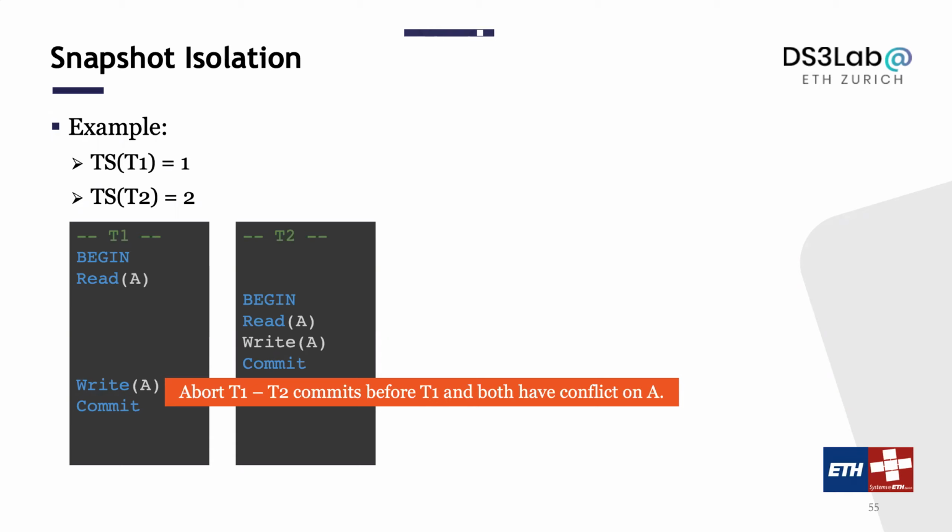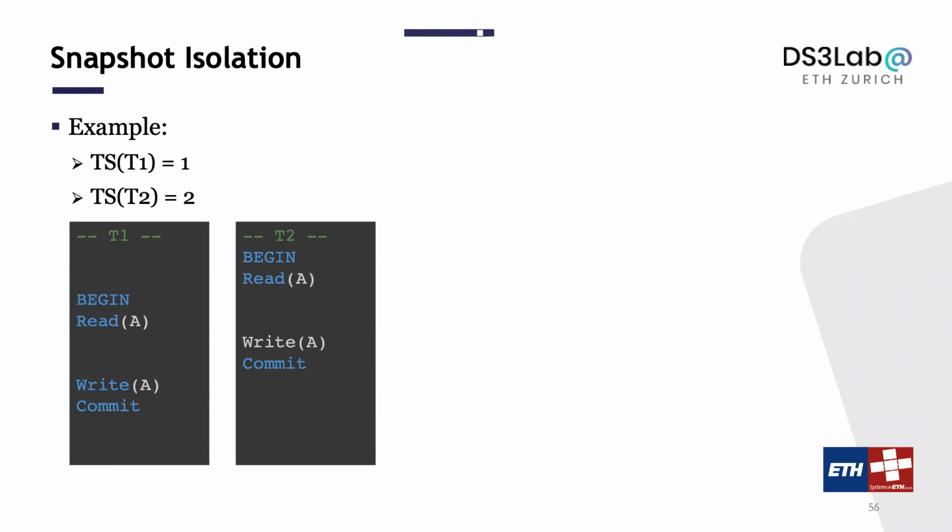Because if I do not abort T1 and I merge back the write of A, I'm going to overwrite the future. T2 has a larger timestamp, and I already committed T2, so no one in the past can overwrite the result of T2. Because T2 is the future. So in this case, I'm going to abort T1.